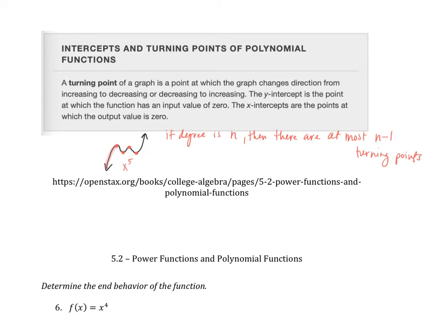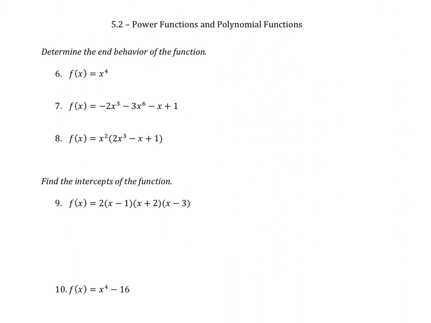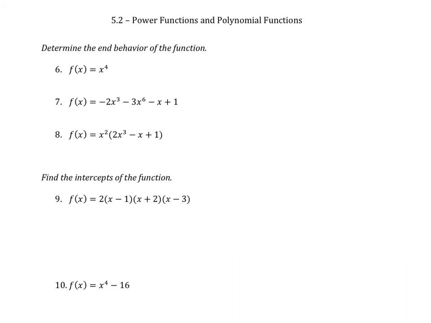Okay. So turning points tells you some information about the degree of the polynomial. Then we have some information about the y-intercept and the x-intercepts. Okay, so let's look at some of this information now with examples. Determine the end behavior of the function. So we just want to know what's happening at the ends of the graph. You do that by looking at the leading term.